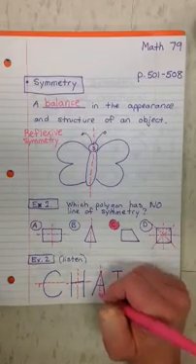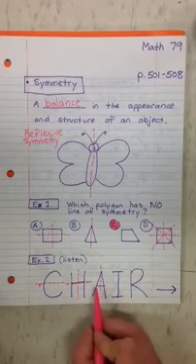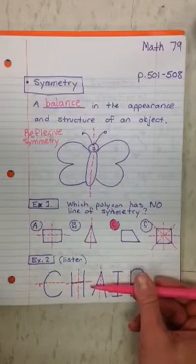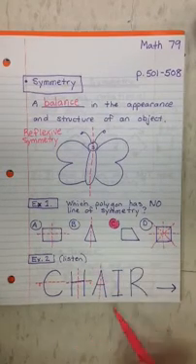I can cut my A in half vertically, and then the two sides could reflect onto one another. If I try and cut it in half horizontally, though, it wouldn't work. The two sides would not match up.